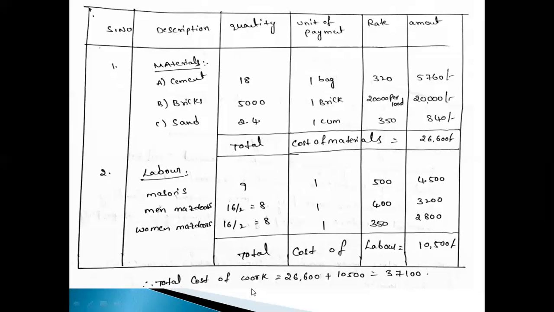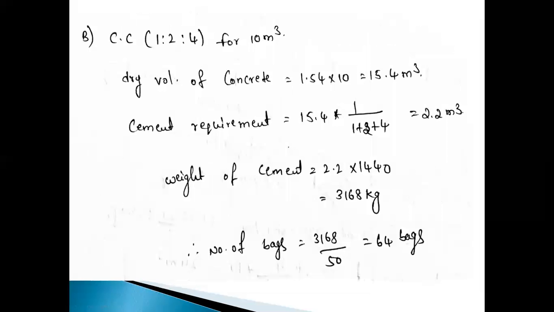Next, total cost of the work equal to total cost of the material plus total cost of the labor. 26,600 plus 10,500 equal to 37,100. It is the total cost of the work. So it is the first one, and we calculate the second one.